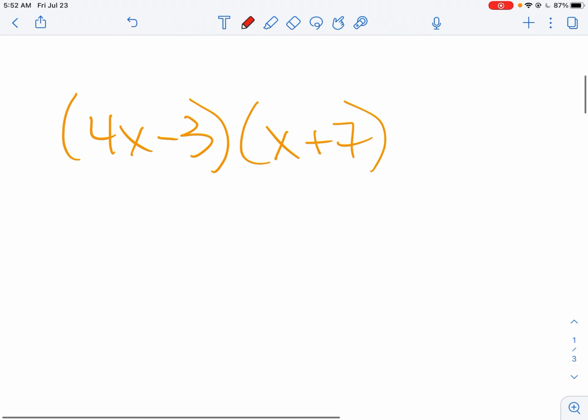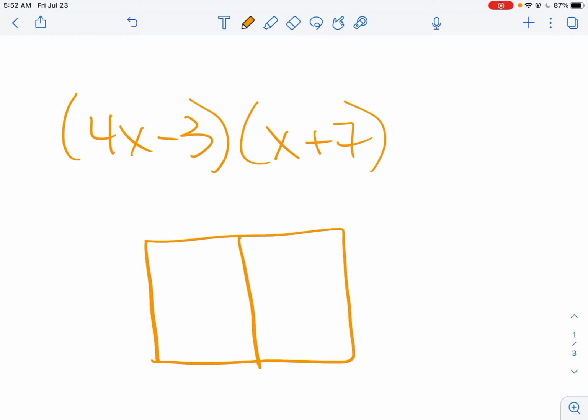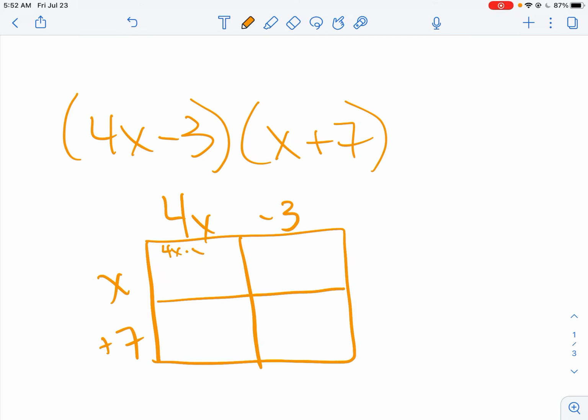Okay, I'm going to come down to this one. (4x minus 3)(x plus 7). I take 4x and I multiply it by x. I get 4x squared. I take -3 and I multiply it by x and I get -3x. I take 4x and I multiply it by 7 and I get 28x. And then 7 times -3 gets -21.